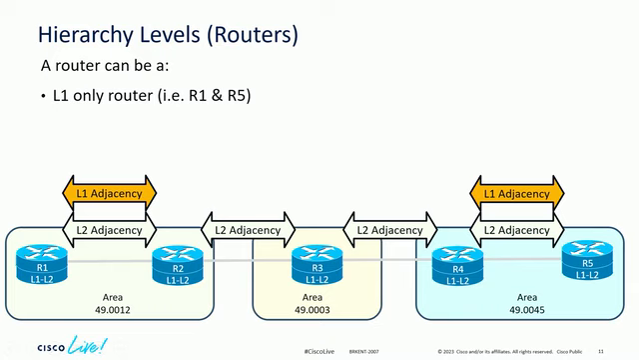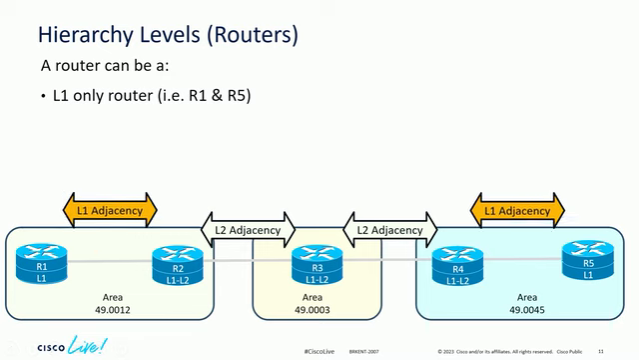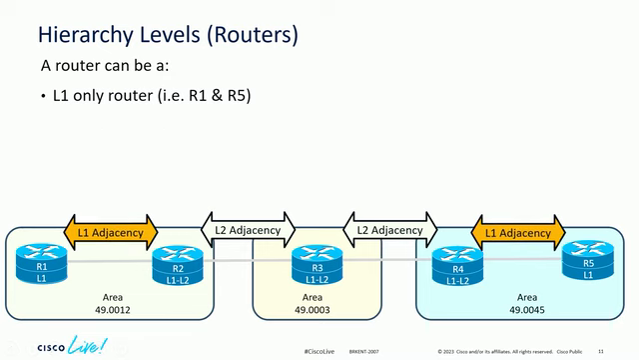One of the things is you can actually have a router that's gonna participate as an L1 only router. So we're gonna flip R1 and R5 so that they are level 1 only. They'll have that L1 adjacency to R2, and so R2 and R4 are going to provide a bridge mechanism to the other areas. Does that make sense? We'll dive deeper into how that mechanic works.